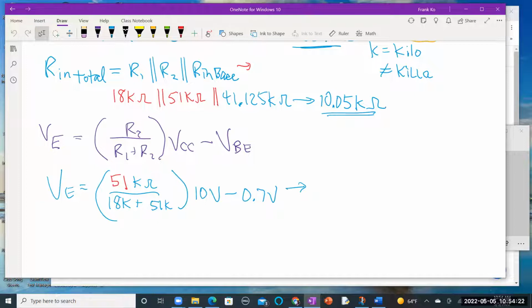69, exponent 3. 6.69 volts. And minus 0.7, we end up with 6.69 volts. Perfect. 6.69 volts. Very important voltage at the emitter.